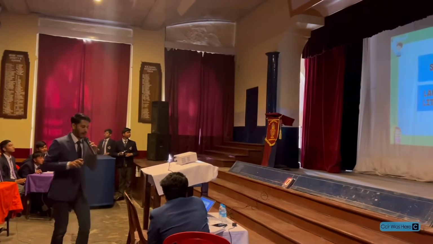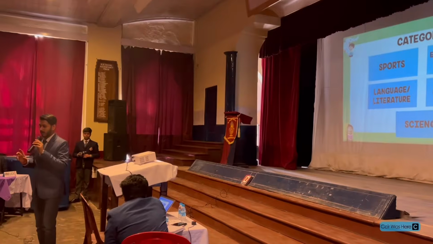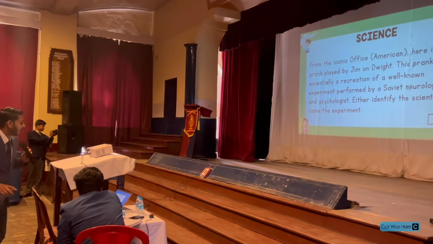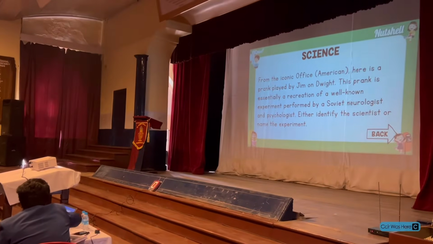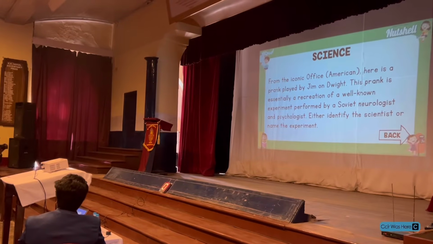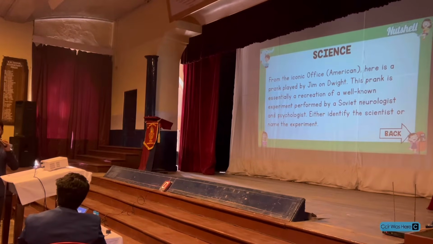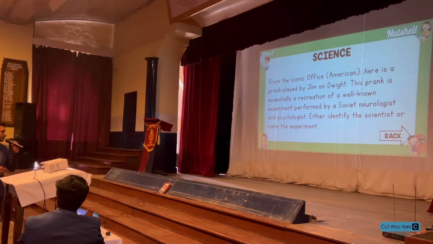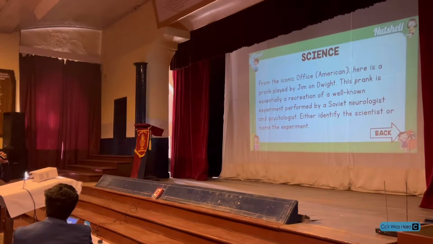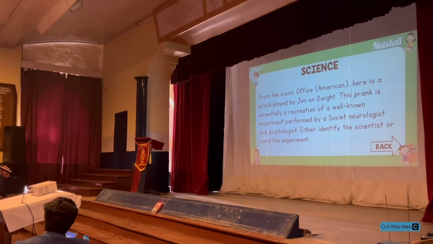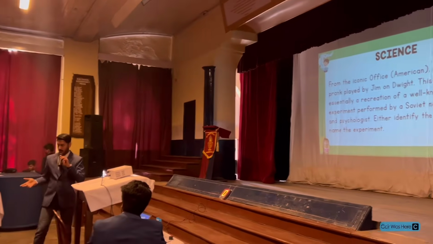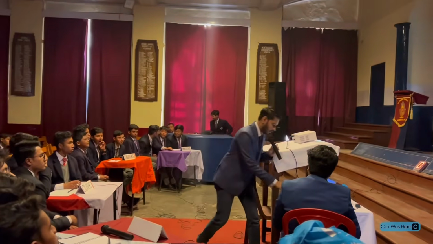Science, alright, and that's a video question. So I'll show you the video as well and then you can attempt, everyone. Alright, so this is a scene from the iconic Office. It is a series, an American version. Here, the person called Jim plays a prank on Dwight. This prank is essentially a recreation of a well-known experiment performed by a Soviet neurologist and psychologist. Alright, identify the name of the scientist or tell me the name of the experiment. Simple. Let's look at the video.